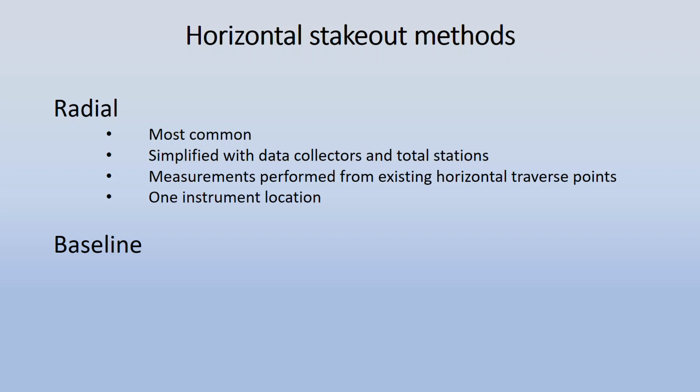The measurements are performed off of existing horizontal traverse points, and the real benefit to radial stakeout is that it's performed by one instrument location. So you're saving time, you're minimizing setup errors, and all of the types of random errors that are introduced when you set up an instrument over a control point.